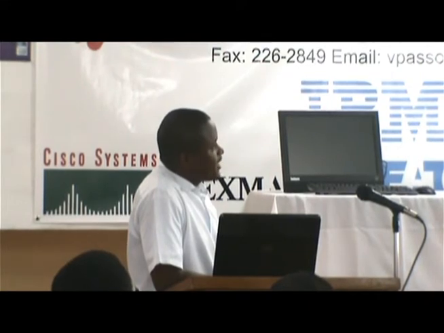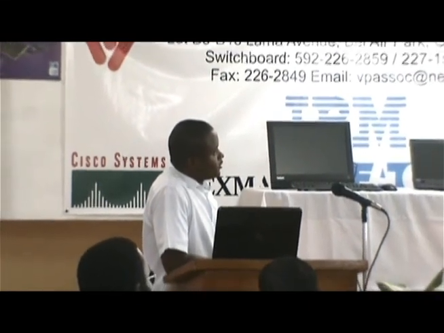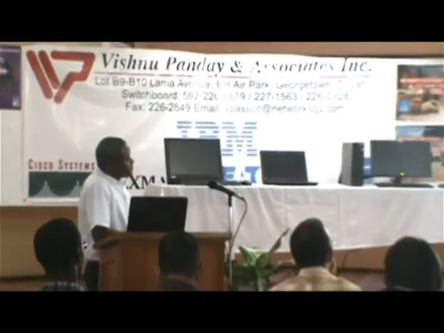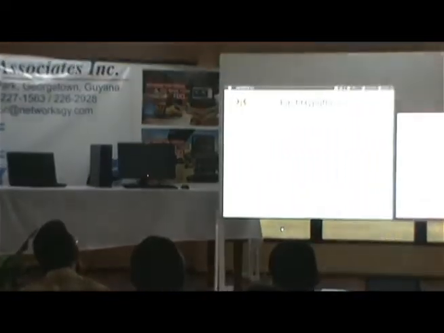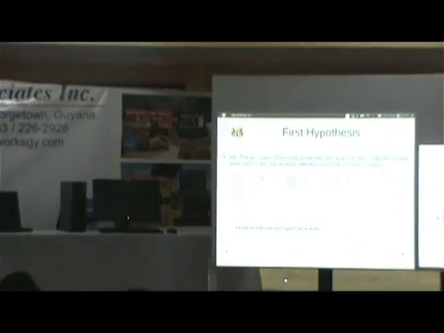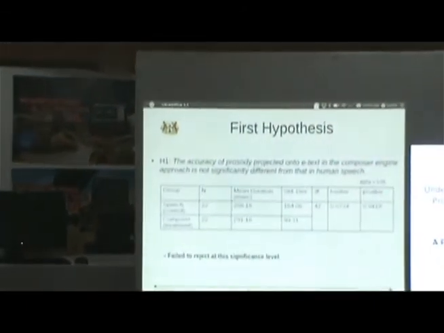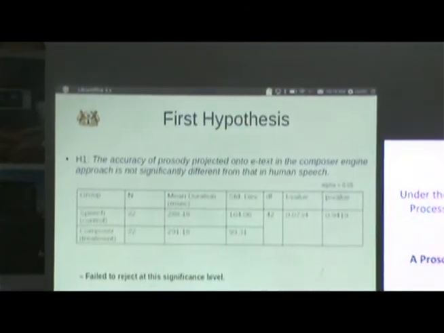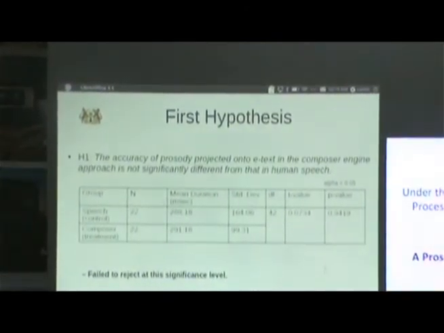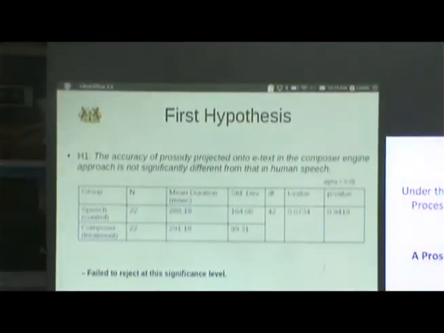We have an alpha value here, and basically what happens is if the p-value is below the alpha value selected, you can say that the difference between the two is too great to actually say that they are comparable, right? Now in this case, it's higher than the alpha value, so we fail to reject this hypothesis.